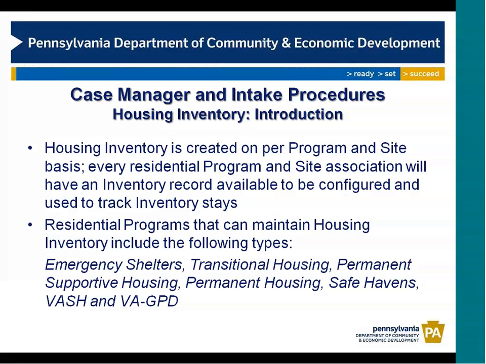Every program and site combination, or association, will have its own inventory. Inventory gets created on the fly, so nothing needs to be done. Residential programs that can maintain housing inventory include the following types: emergency shelters, transitional housing programs, permanent supportive housing programs, permanent housing, safe havens, as well as a couple of VA-funded programs, which are VASH and VA GPD, which is Grant Per Diem, which is actually a type of transitional housing program.